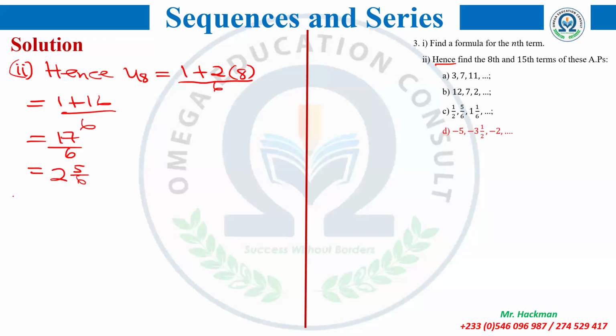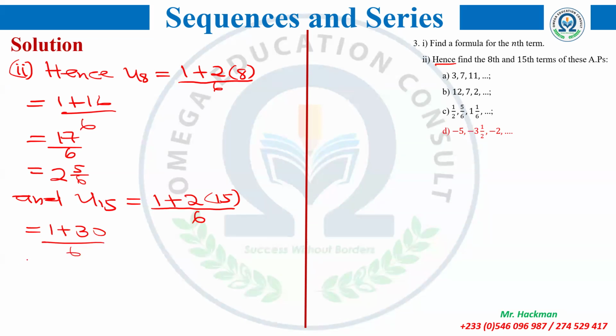The other term that we are supposed to find will be U sub 15. That will be equal to 1 plus, wherever we see n in U sub n, it is 15 now, so 2 into 15, all over 6. So we are going to get 1 plus 30 all over 6, so 31 over 6. So obviously, again, we cannot conclude with an improper fraction. So you change it to its corresponding mixed number. And what would that give us? 5 whole number, 1 on 6. We are done.